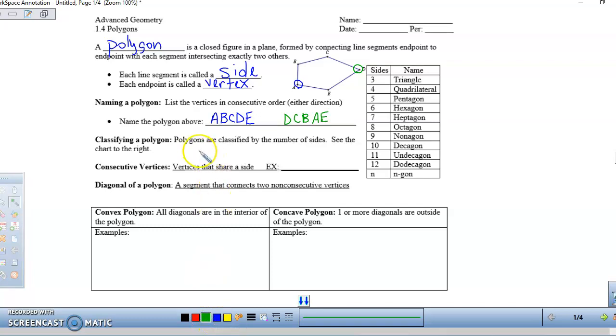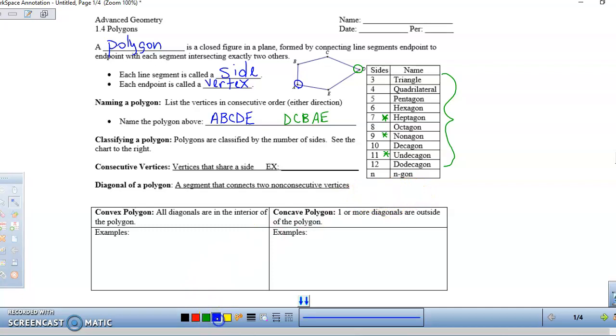Classifying a polygon. Polygons are classified by the number of sides. See the chart to the right. So all of these are specific names for polygons based on how many sides they have. Many of these you've heard before. Ones that maybe you need to commit to memory are heptagon. That one may be new. Nonagon might be new. And undecagon. Look how that's just one more than a decagon, so 11 sides. Most of these other ones you probably have heard before, but you do need to know all of those.